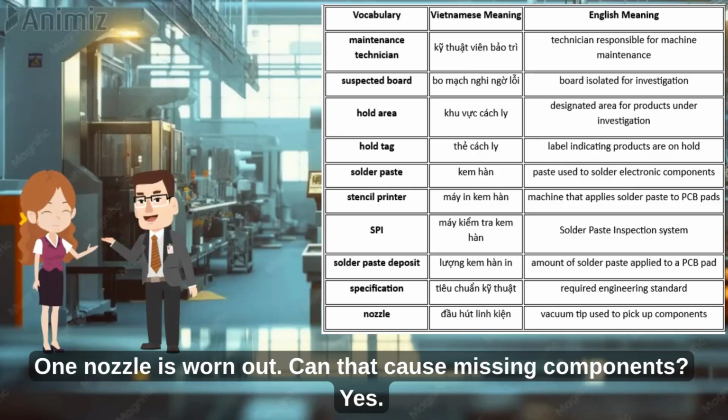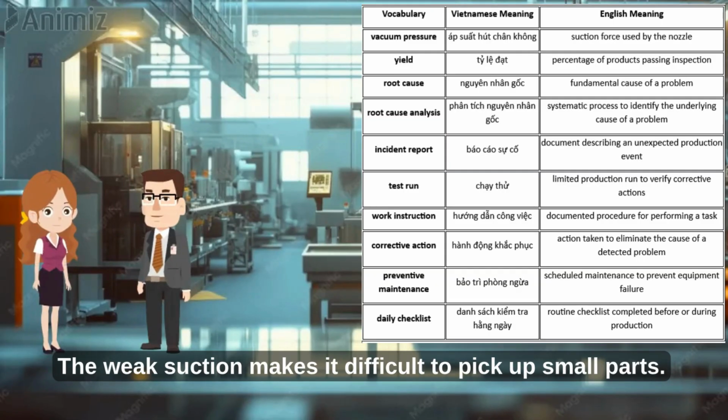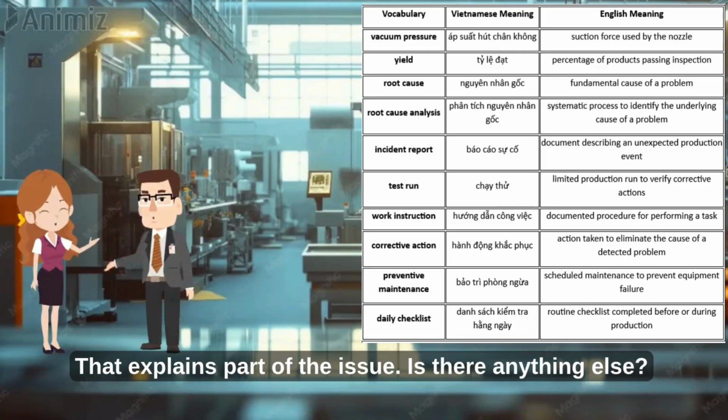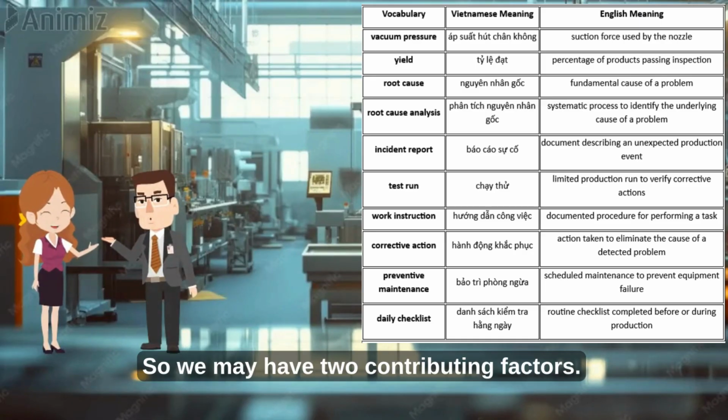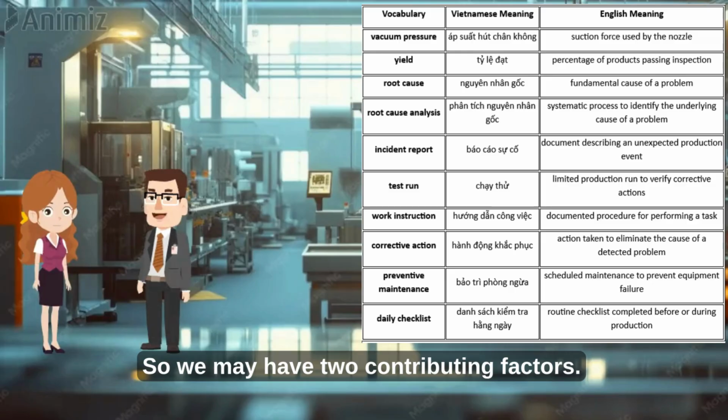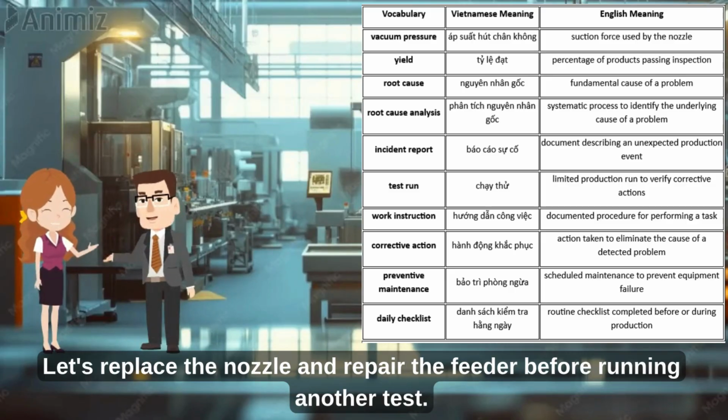Can that cause missing components? Yes, the weak suction makes it difficult to pick up small parts. That explains part of the issue. Is there anything else? The feeder is also slightly loose, so we may have two contributing factors. Let's replace the nozzle and repair the feeder before running another test.